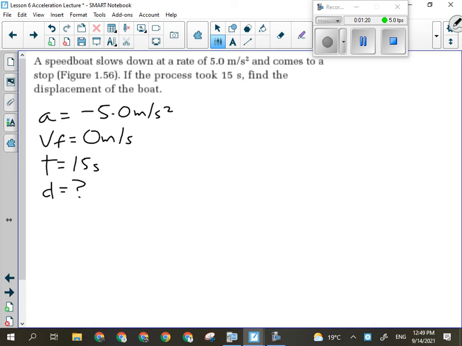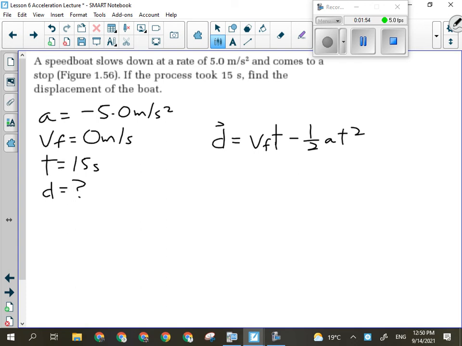All right, which formula am I going to use there? Looking for D, I've got acceleration, final velocity, and time. D equals VF times time, minus 1/2 acceleration times time squared. Exactly. This is the one we're going to be using here, because we have VF, we have time, we have acceleration. We're looking for D.